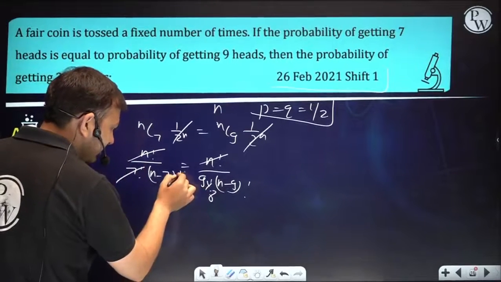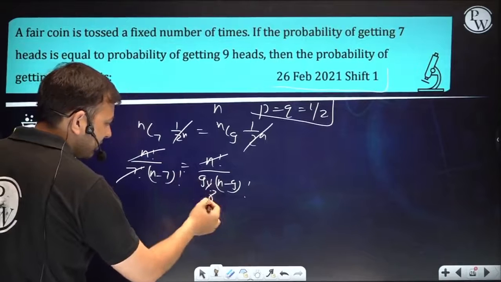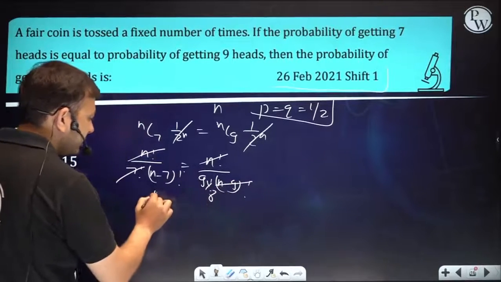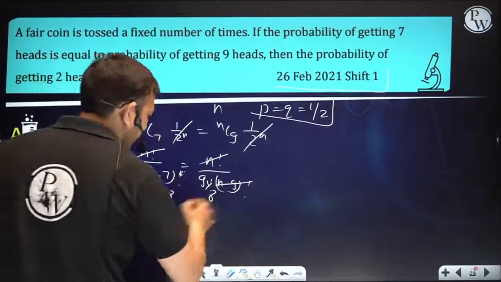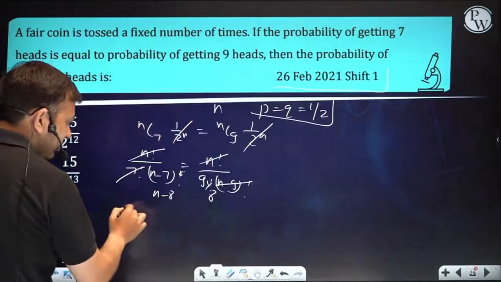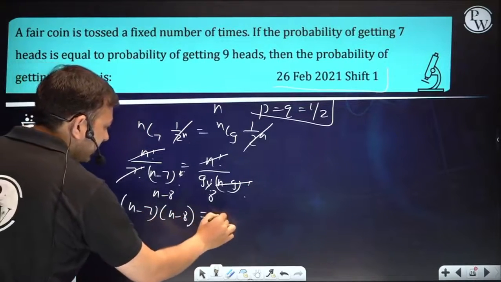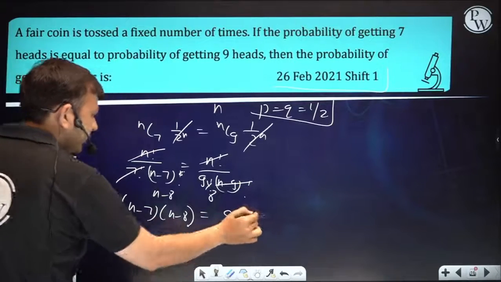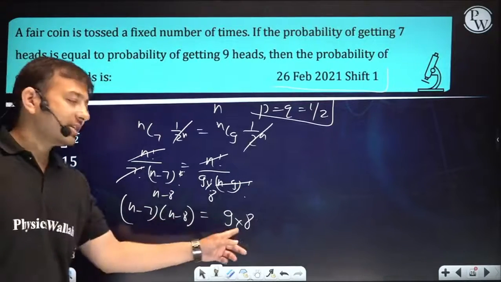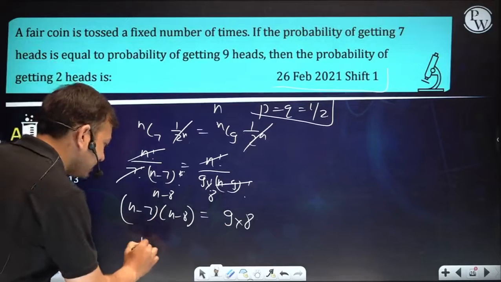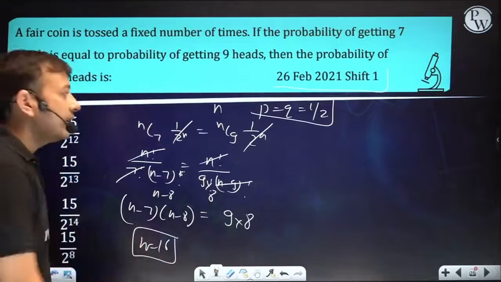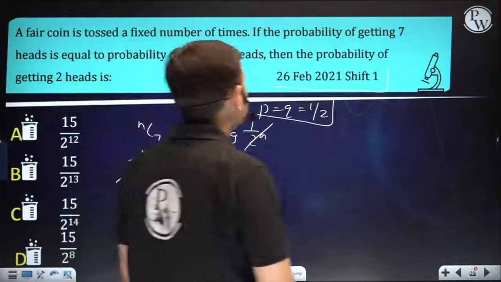Now (n minus 7) factorial means n minus 7 and n minus 8 times the factorial, so this will get cancelled. n minus 8 also will come. So (n minus 7) into (n minus 8) is equal to 9 into 8. Now n minus 7 equals 9. That means n is equal to 16. n is equal to 16.